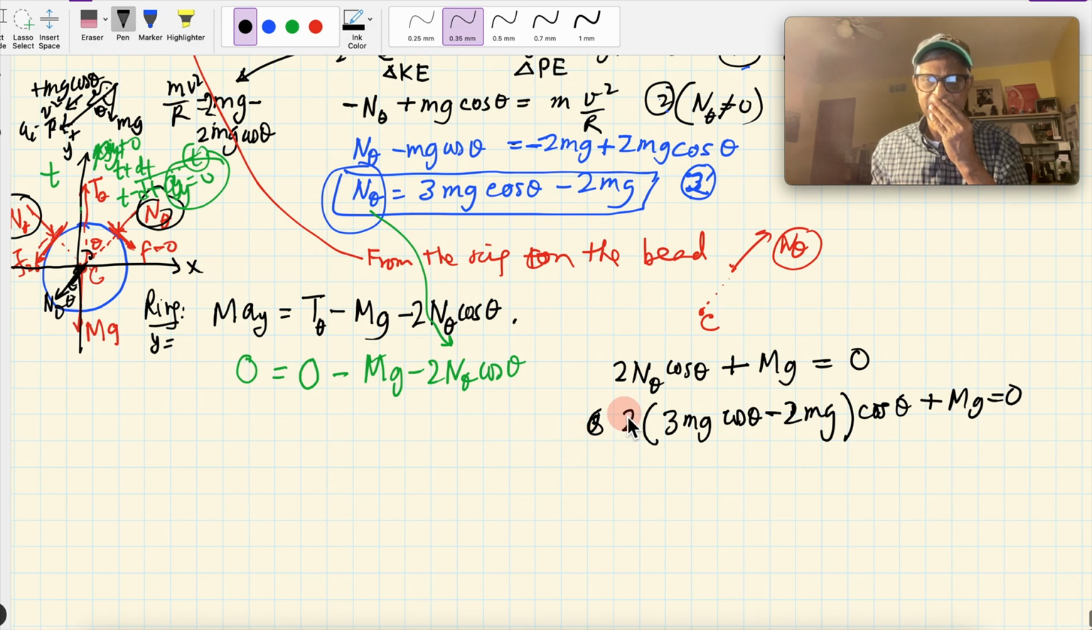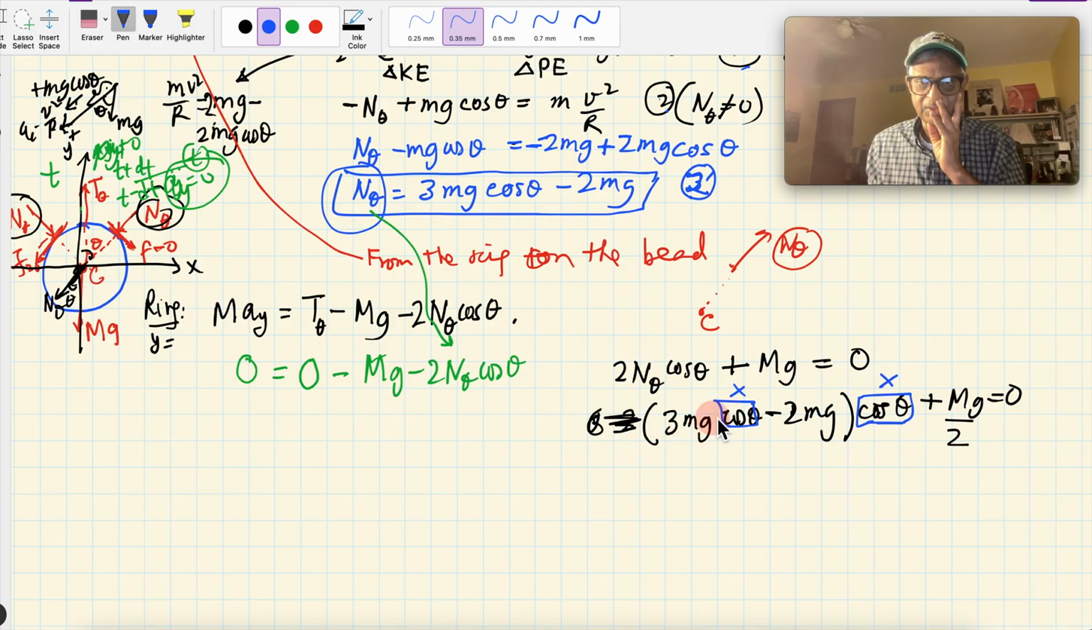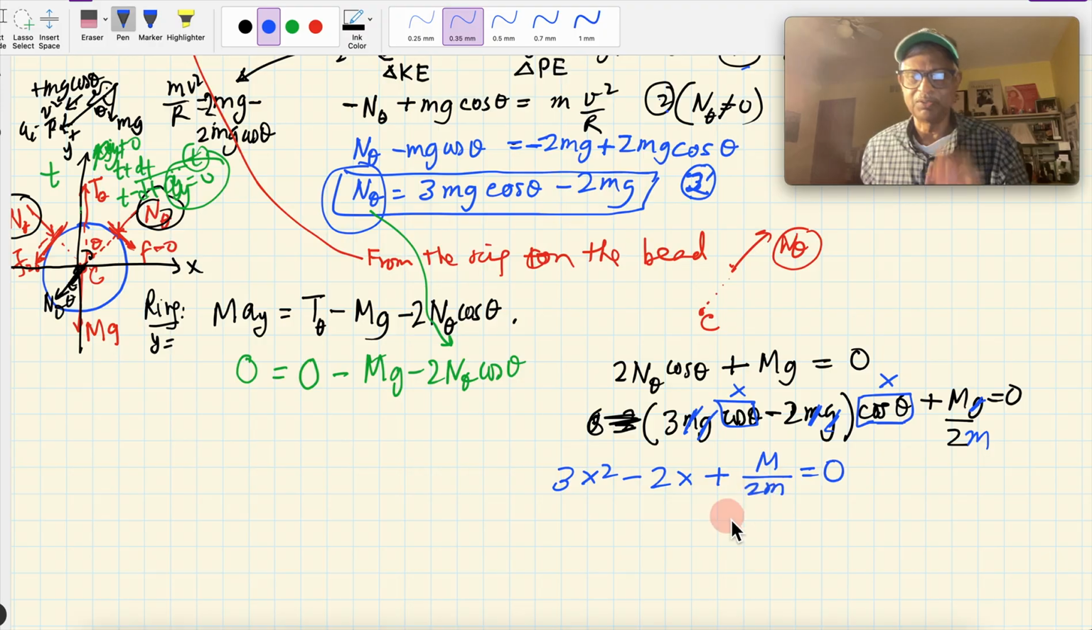and let's do one thing. Get rid of this 2, make it 2 down here, and because we want theta, let's call this x. And let's do another thing, get rid of the g because the g is the same in everybody. And let's get rid of m and divide by m. Okay, so I've got 3x squared minus 2x plus m over 2m equal to 0.